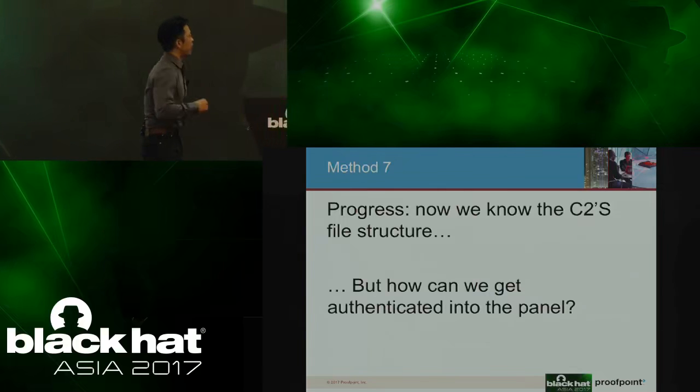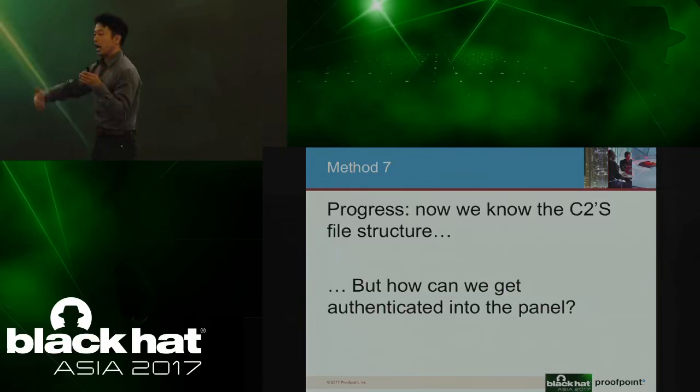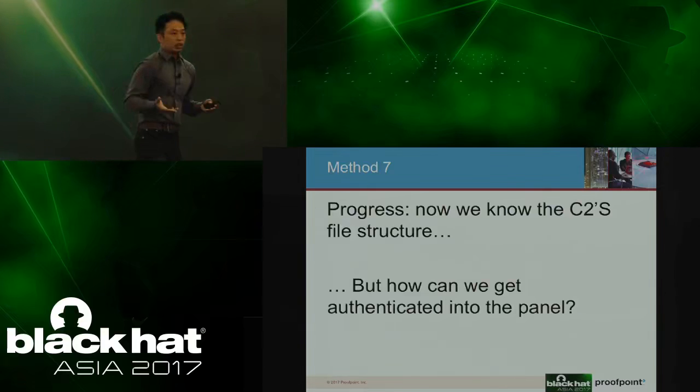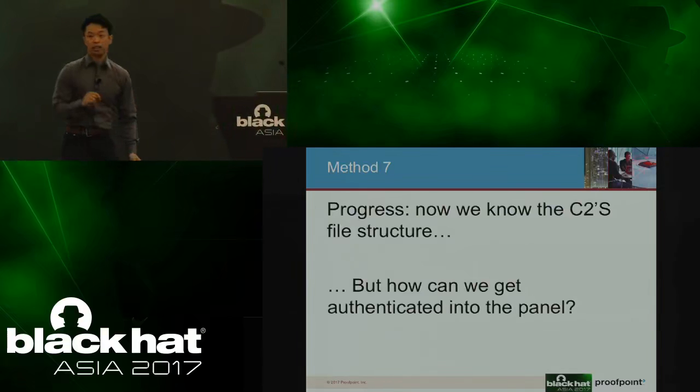Okay, progress. Now we know the C2's file structure and perhaps already found some command and control. And as you saw in some previous screenshots, we found it, it's there, but it needs authentication, right? So how do we get ourselves authenticated into that command and control panel?